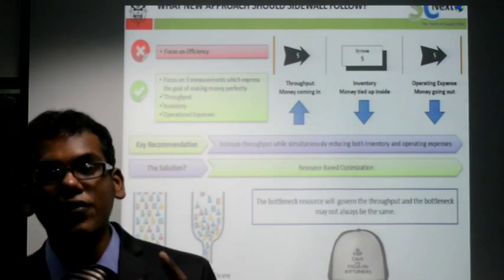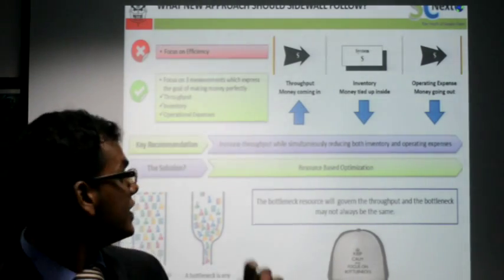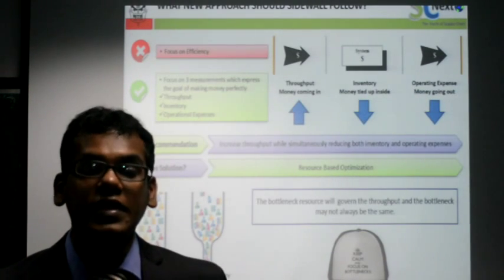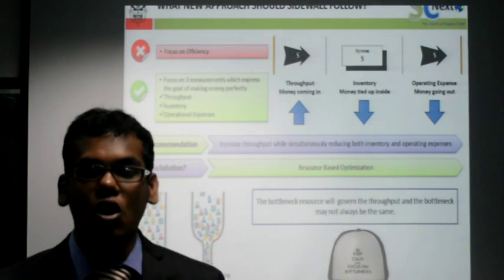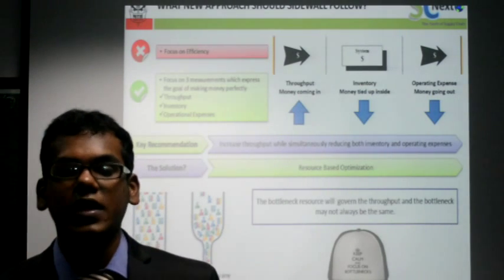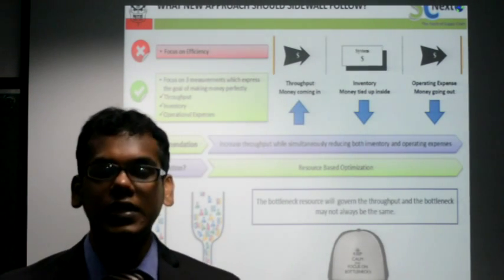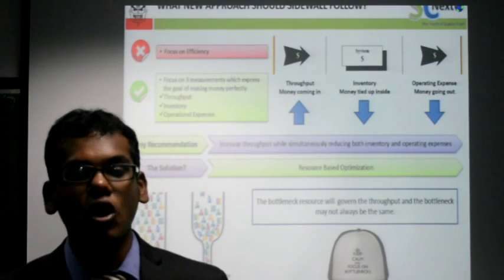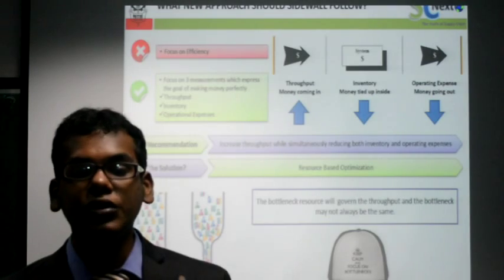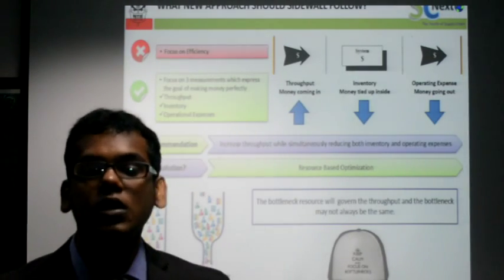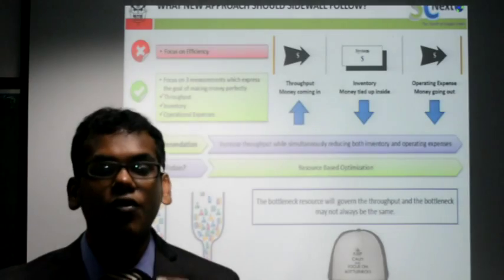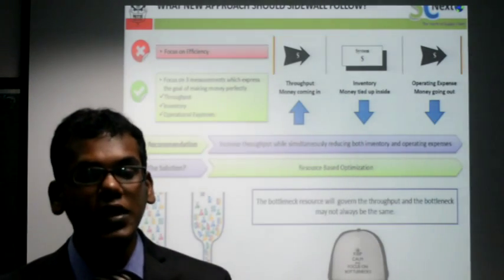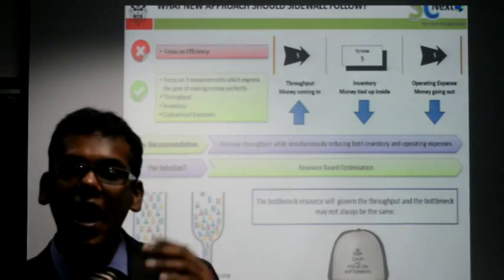Now, how do we define these? Throughput is the rate at which the sidewall generates money through sales. The next measurement, inventory, is all the money that sidewall has invested in purchasing things which it intends to sell. And the last measurement, operational expense, is all the money sidewall spends in order to turn inventory into the throughput. Therefore, our recommendation for making money is that Sidewall should increase throughput while simultaneously reducing both inventory and operational expense.